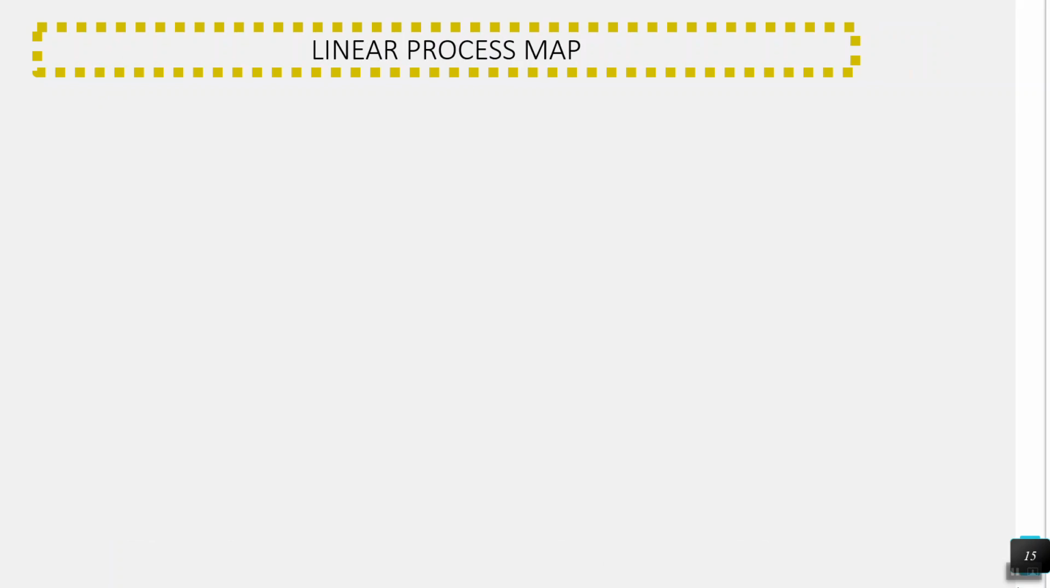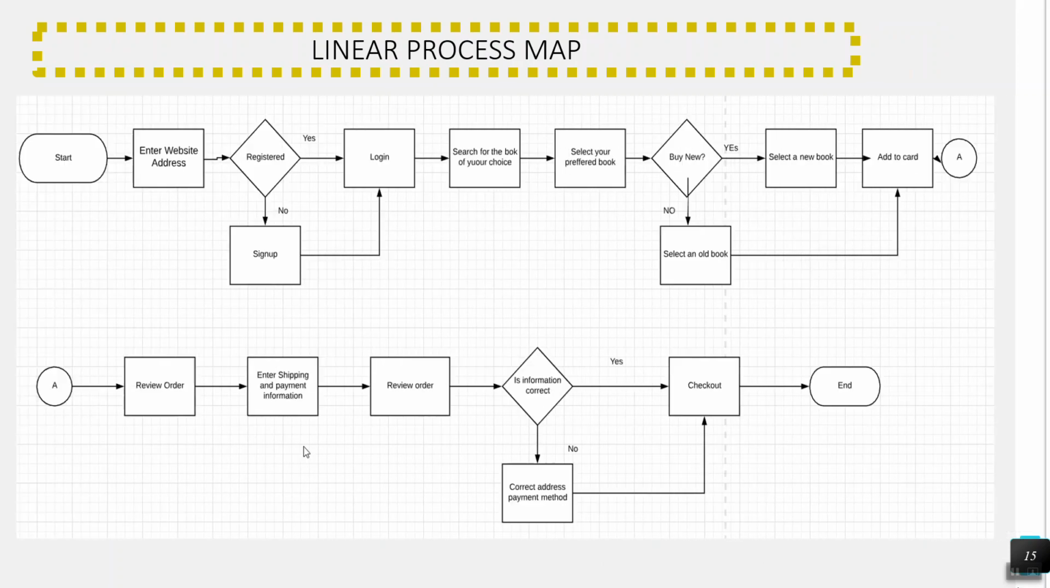Linear process map. A linear process map is similar to any ordinary flow diagram or a flowchart and is probably the most common and most conventional. Let's discuss linear flowcharts with an example. The example shown is of making an online purchase of a book.